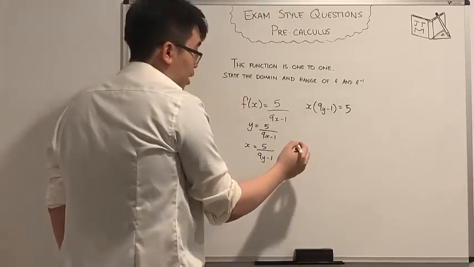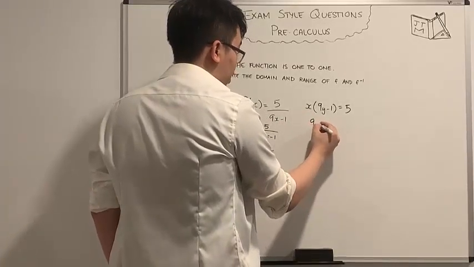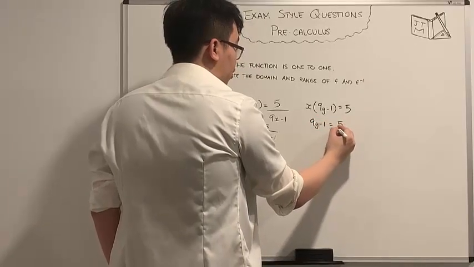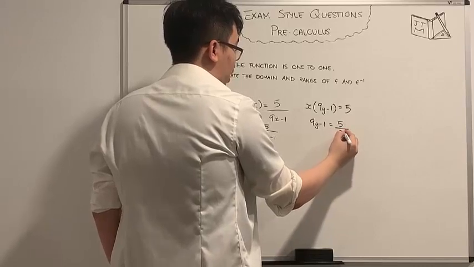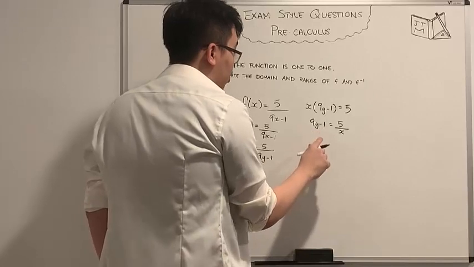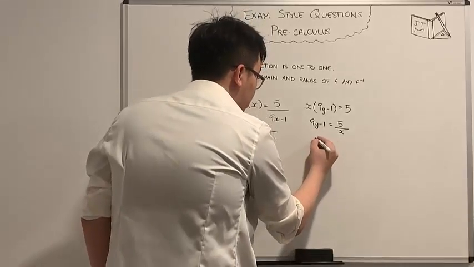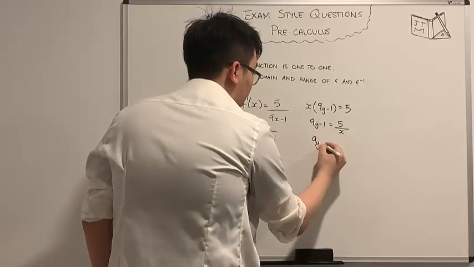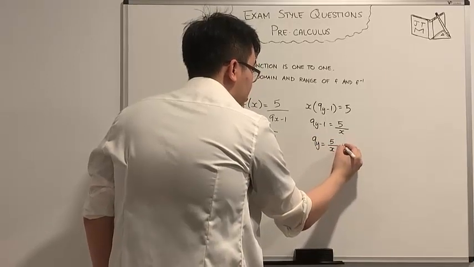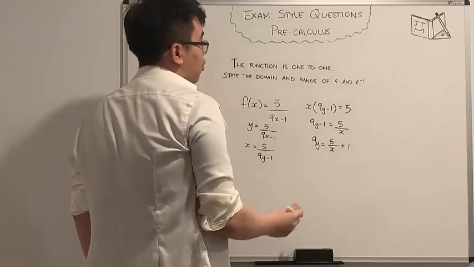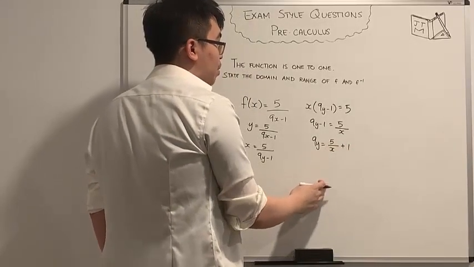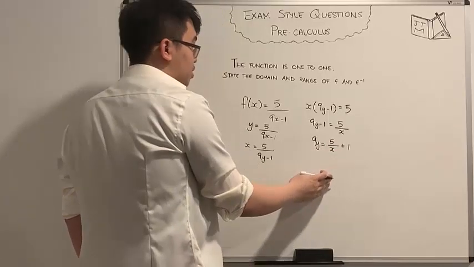Then I want the y on its own, so we're going to move the x to the right side. And the way we do that is, now we have 9y minus 1 equals 5 over x. Now I want to get rid of the minus 1, so I move that to the right side. Now we have 9y equals 5 over x plus 1. And reminder that the plus 1 comes separately and not on the numerator, because that would mean something entirely different.